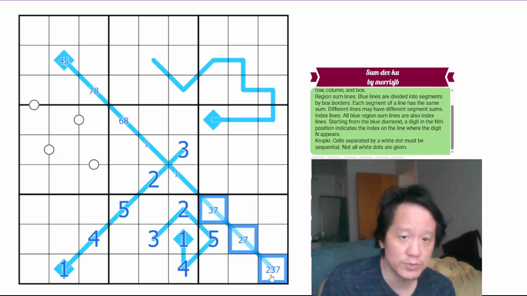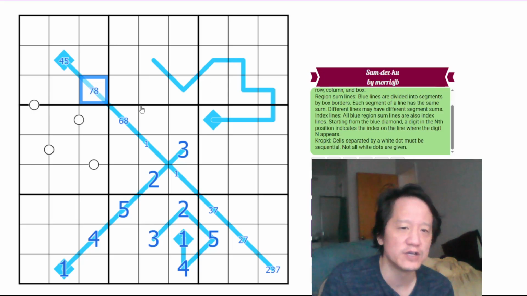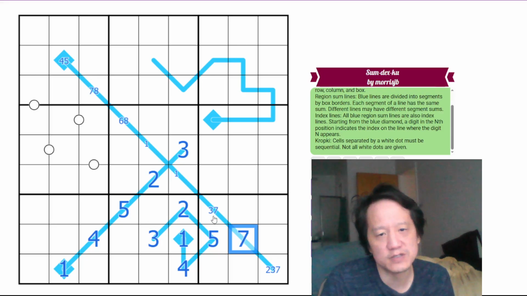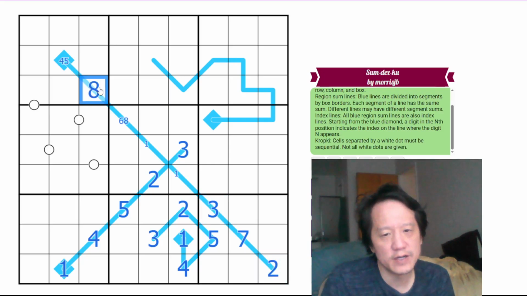Since this is 2, 3, 7, this cannot be 7 on the index line because 7 can only be 2 or 7. So that means this is 7, which makes this 8. This is 3, this is 2. Right, 8 has to be here.